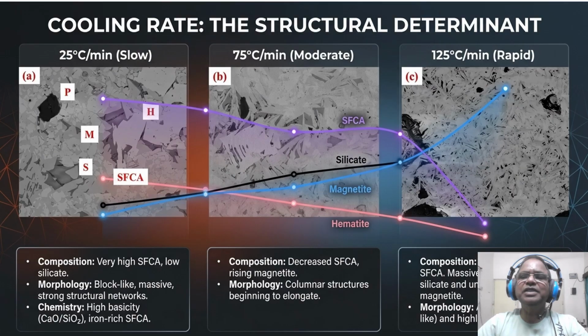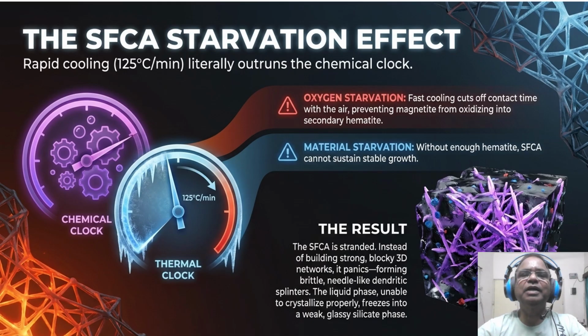Now the SFCA starvation effect comes into play. Rapid cooling at 125 degrees centigrade per minute literally outruns the chemical clock. Fast cooling causes oxygen starvation, preventing secondary oxidation, and material starvation, where SFCA lacks the hematite needed for stable growth. These result in brittle, dendritic splinters and a weak, glassy silicate phase that compromises the strength.